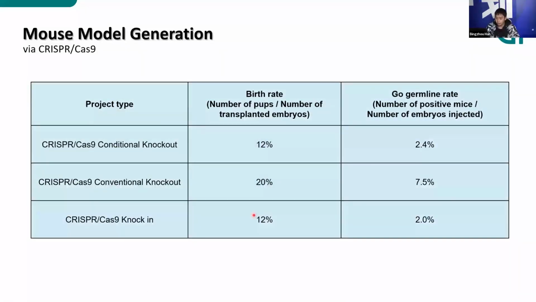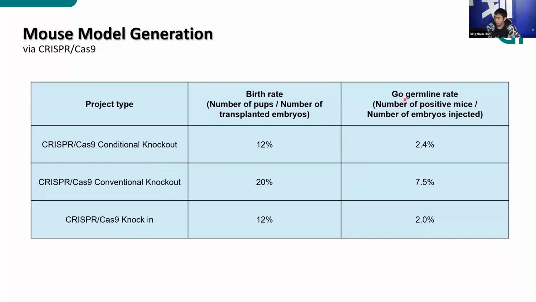So here's a summary of the efficiency with which we generate models by CRISPR-Cas9 in the GemPharmatech facility. We can see that in different project types, like conditional or conventional knockout or different knock-in projects, we have a good birth rate, on average around 12% or 20% for generation of conventional knockout, which is the easiest of these three.